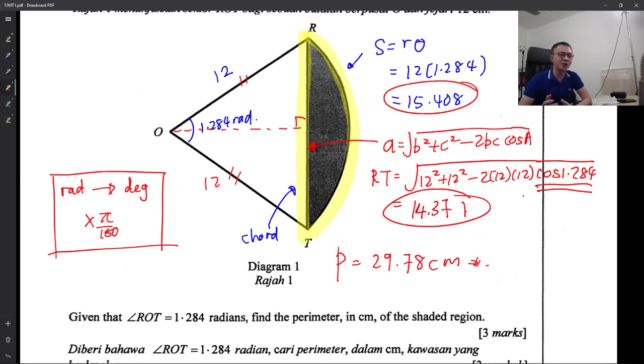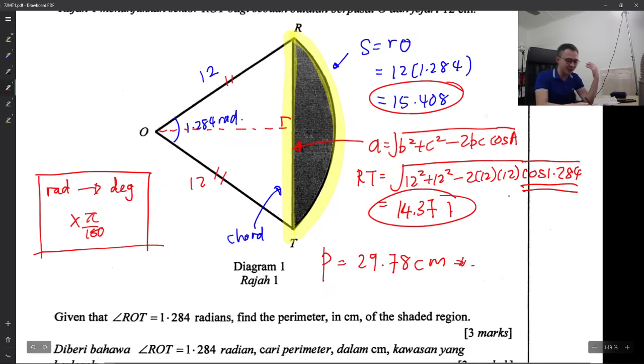Actually, you can also use the sine rule, right? You can separate it into a right angle triangle, and then you can use sine to find the half of it, and then you multiply 2. Yeah, you can use the sine rule to do that.